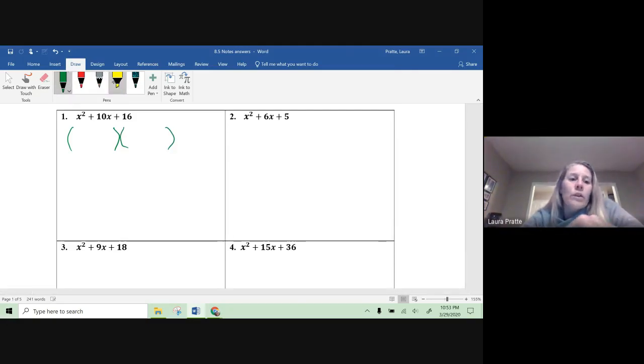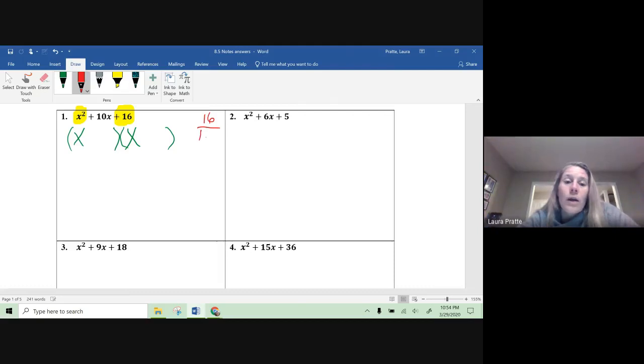And because our first term is just x squared right away, I'm going to go ahead and put x and x in those parentheses. Next thing you're going to do is you're going to look at that number at the end. Now we have a positive 16. So if you're good at thinking of these in your head, that's great. If you're not, make a little list on the side.